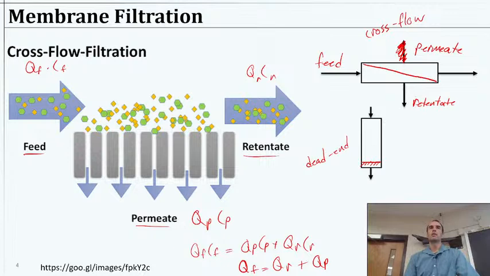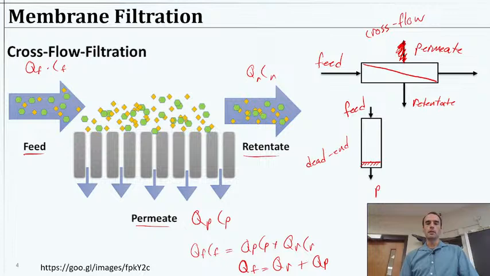All you have to think about is whether or not the water is crossing over the line, the filter, right? The membrane. Okay, so in the dead end filtration case, we would still call this one the feed, and this down here, the permeate.